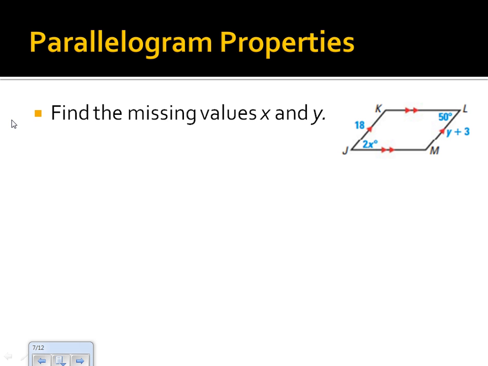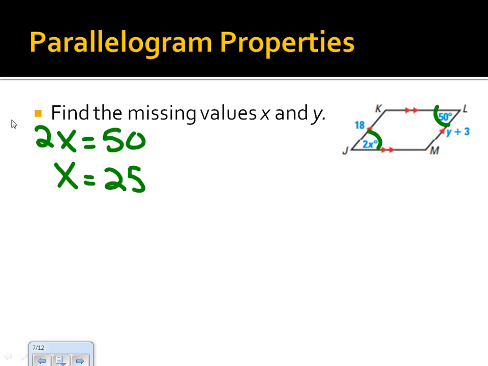Somebody got the x done? Henry? X equals 25. How did you figure that out? Okay, which two are congruent? Which angles? J and L are congruent since they're opposite. So Henry did it in his head, which is fine. He just said 2x is equal to 50, and then he divided by half. Or divided by 2, excuse me.